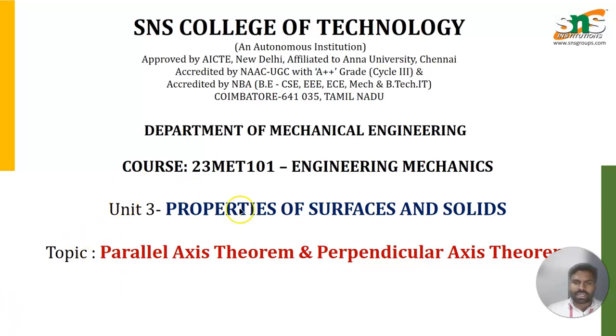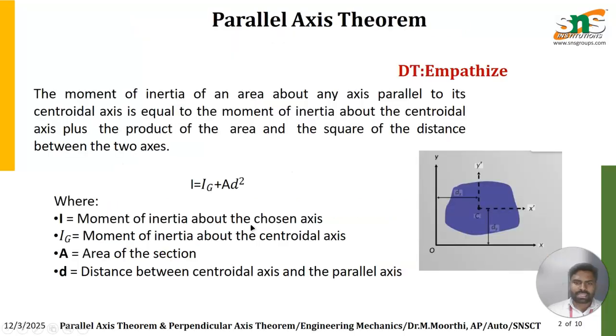So both the parallel and perpendicular axis theorems are used to find the moment of inertia of an object, right? First we will see what the parallel axis theorem is. The theorem says that the moment of inertia of an area about any axis parallel to its centroidal axis is equal to the moment of inertia about the centroidal axis, plus the product of the area of the section and the square of the distance between the two axes.